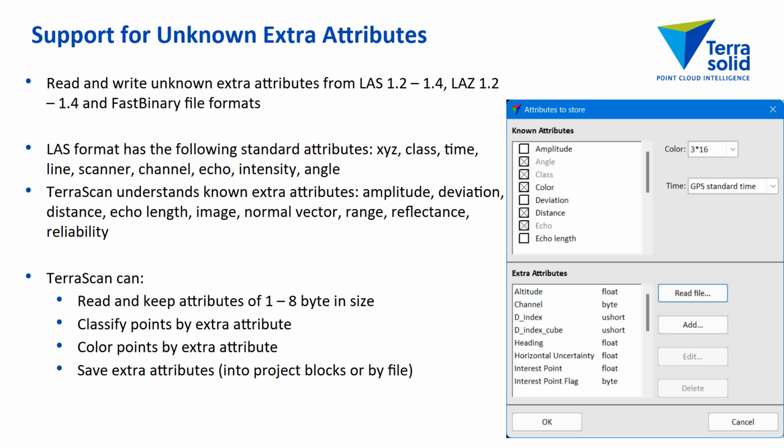And TerraScan can read those from an LAS 1.2 to 1.4 file, an LAZ 1.2 to 1.4, or a fast binary file, keep those unknown extra attributes and write those to a file of the same formats. And we can do classification, we can color the points by extra attributes, and so on. And in this video we look at how to do that in TerraScan.